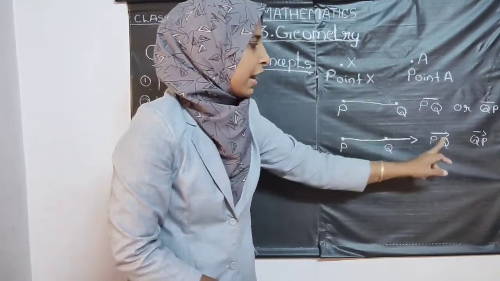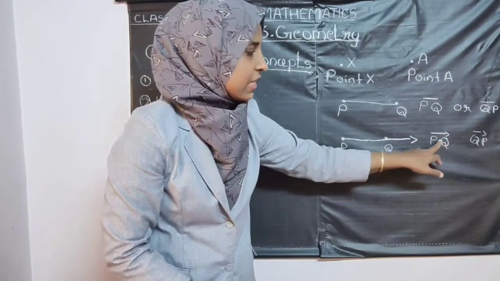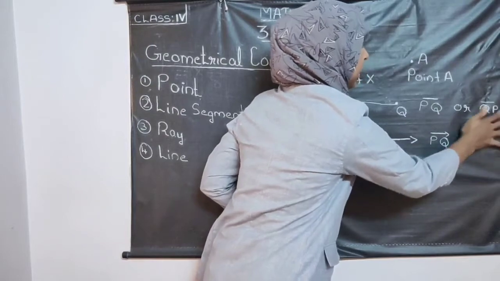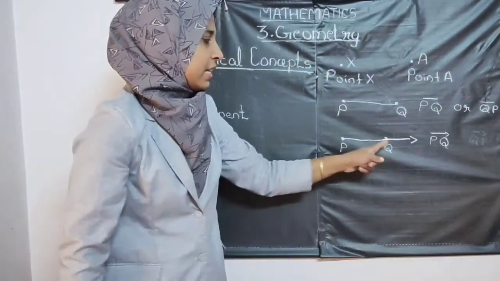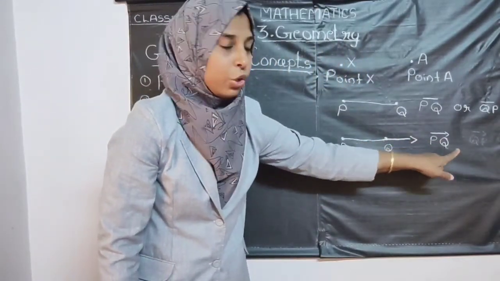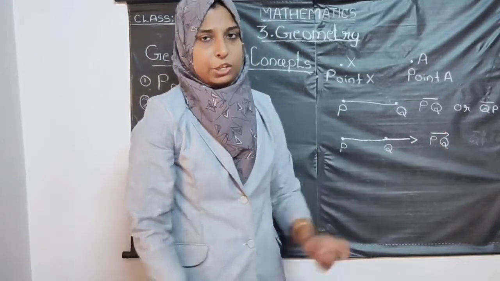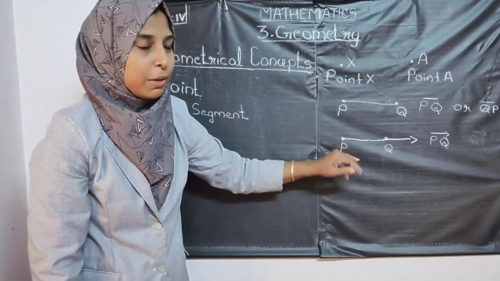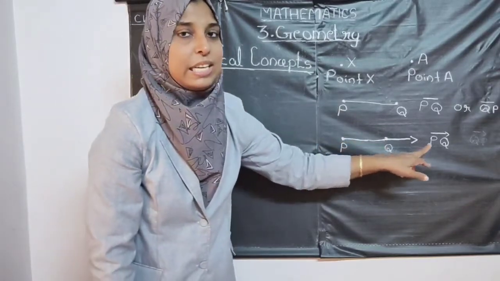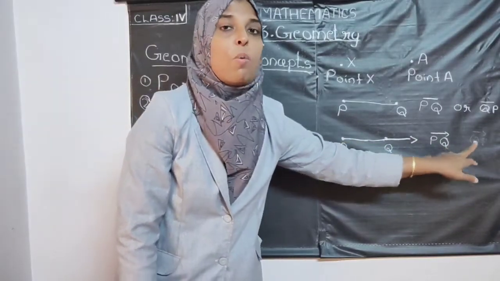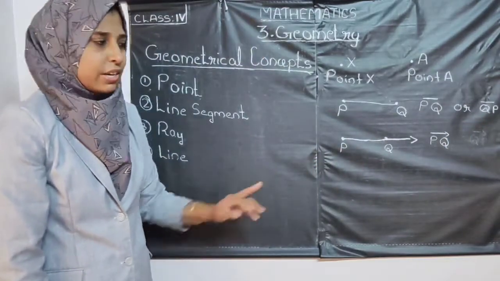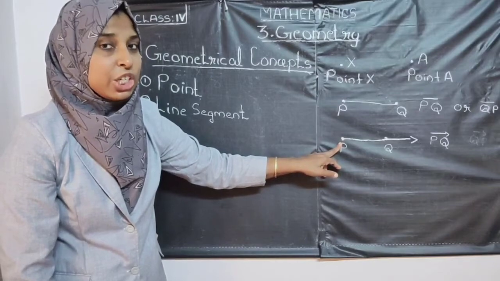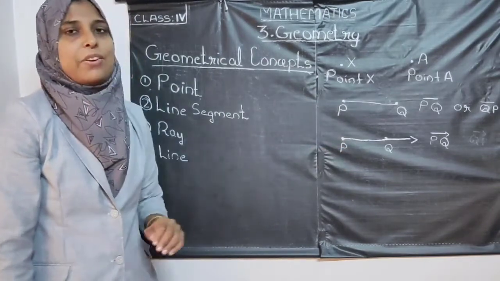So how can we represent this ray? It is PQ, ray PQ. Okay, this is not wrong. So we can denote it as ray PQ. It also cannot be measured because it extends indefinitely in one direction. Understood, children? It has one starting point and it is called the initial point. So this is a ray.